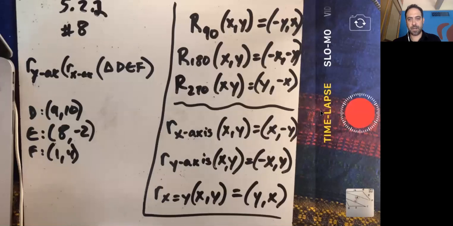All right, so now we're going to look at number 8. Number 8 here, graph the transformation, a reflection across the y-axis after you've reflected across the x-axis of the triangle. Here are our vertices. So now let's look and do this in actuality.